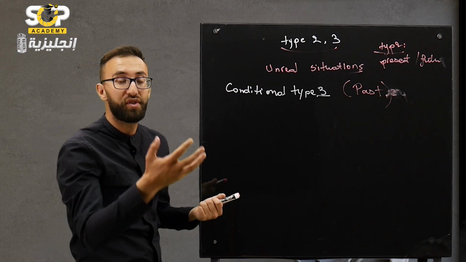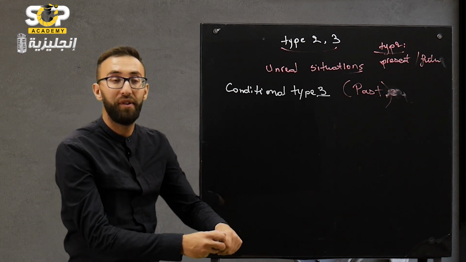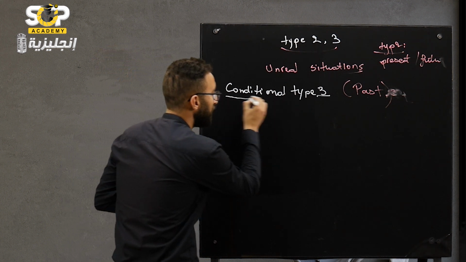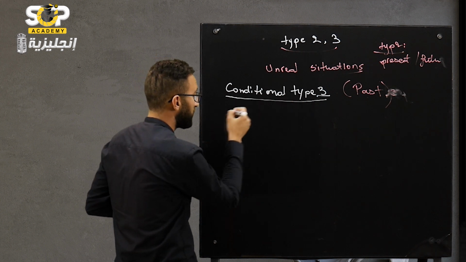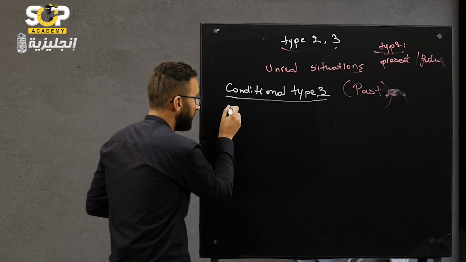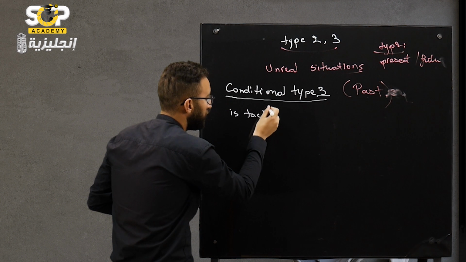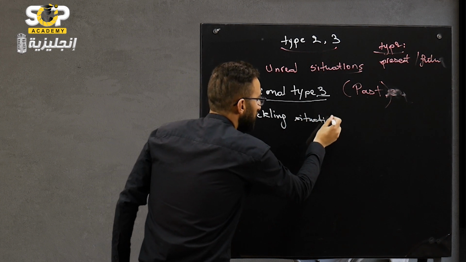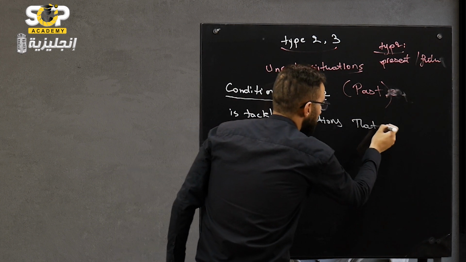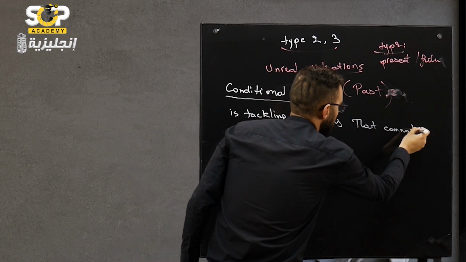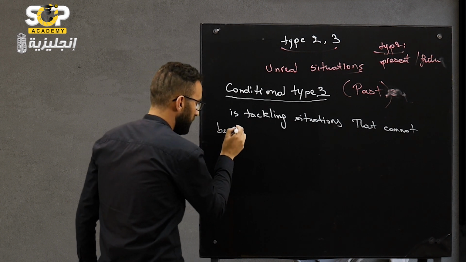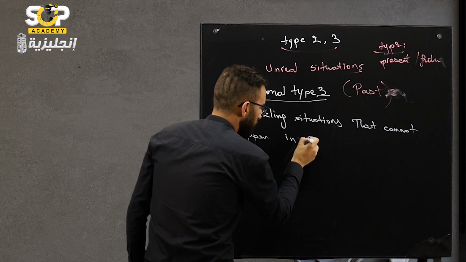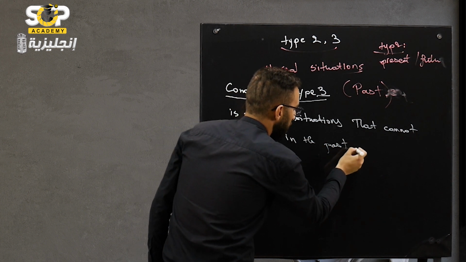The actions or situations that cannot happen in the past. Let's make a small definition. Conditional type 3 is tackling situations that cannot happen in the past.